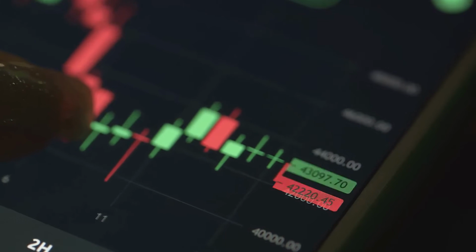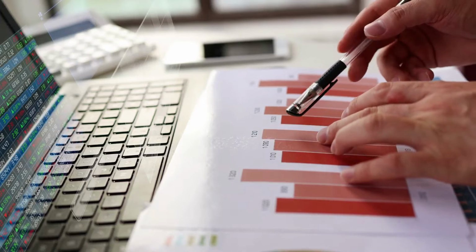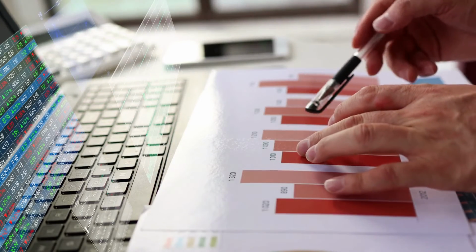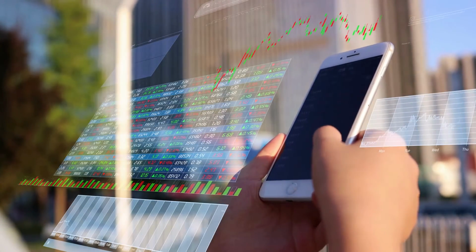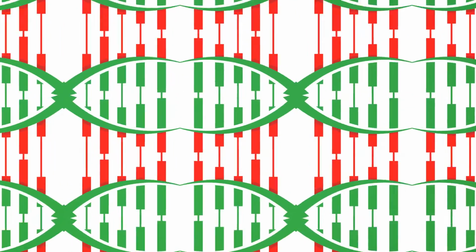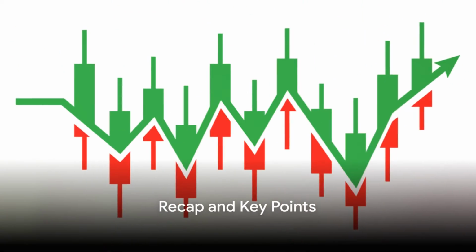With these guidelines, trading a falling wedge becomes a more straightforward task. As always, practice makes perfect. So keep honing your skills and happy trading. We've covered a lot today, so let's take a moment to recap.